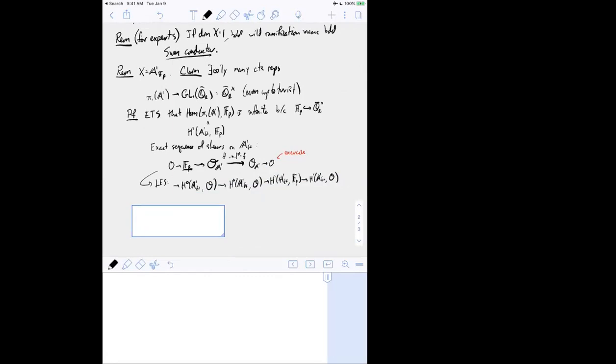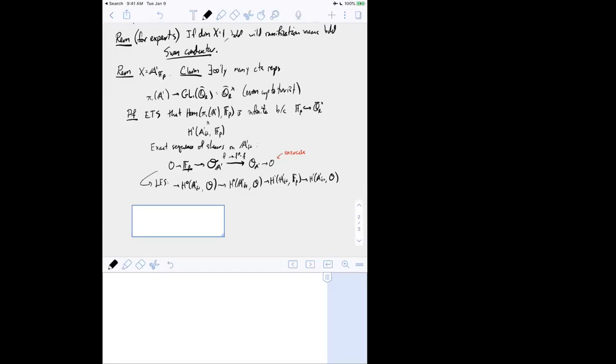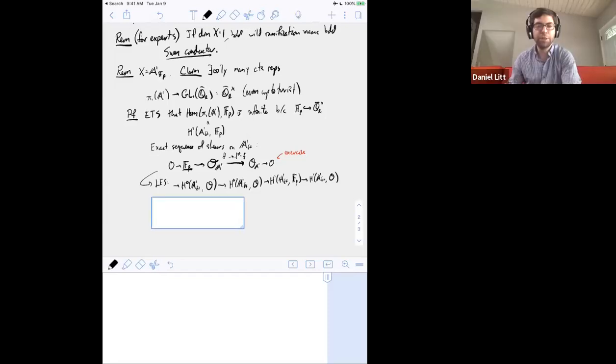Yeah, sorry. This was actually just a test to make sure this works. So can you hear me? Yeah. Great. Yeah. No, I mean, it's because it's the same as coherent cohomology. Yeah. So why is it the same as coherent cohomology?